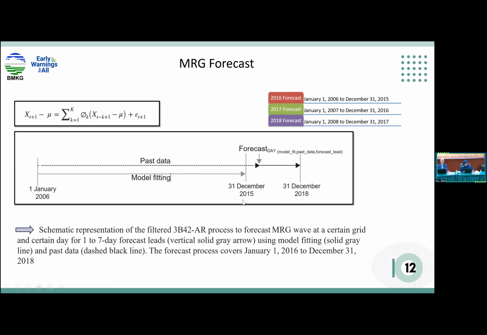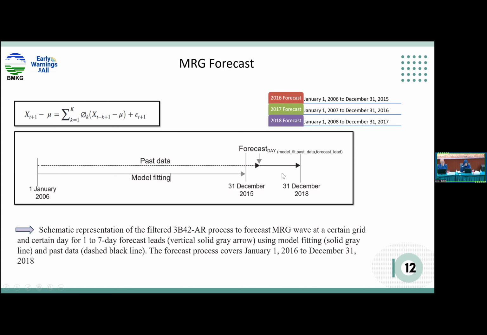So this is a schematic representation of filter 3B42. This is the trim autoregressive process to forecast mixed Rossby-Gravity wave at a certain grid and certain day for 1 to 7 day forecast leads. Like I already described before, so I don't need to describe it again. And if you want to know more in detail about this method, the publication is already on the internet, so I think it is also free if I'm not forgetting.